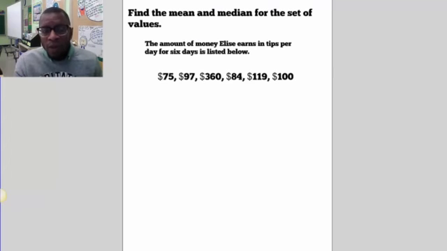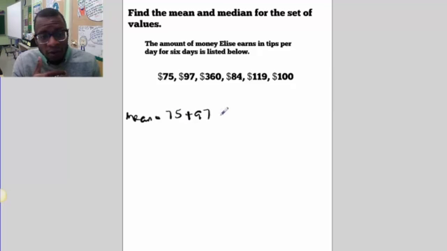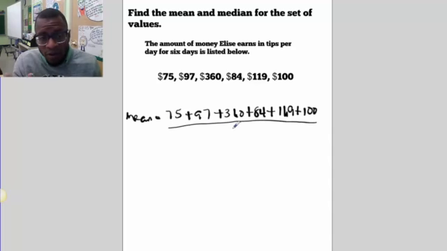Okay, so let's look at another example. We want to find the mean and the median for this set of values. All right, and so what's represented here is the amount of money Elise earns in tips per day for 6 days a week. Okay, and so again, to find the mean, we want to take the sum of these values. So 75, 97, 360, 84, 119, and 100. And we want to divide that by the number of values here, which is 6.